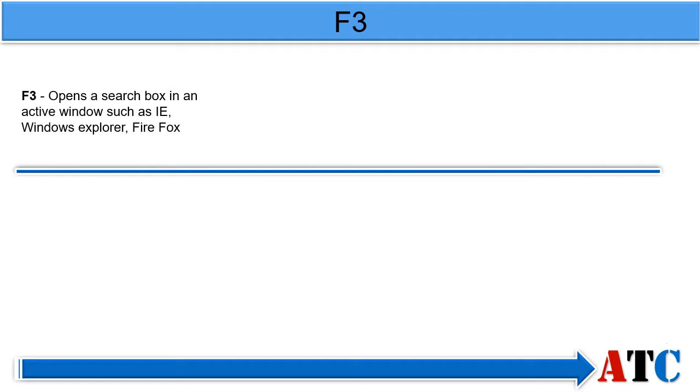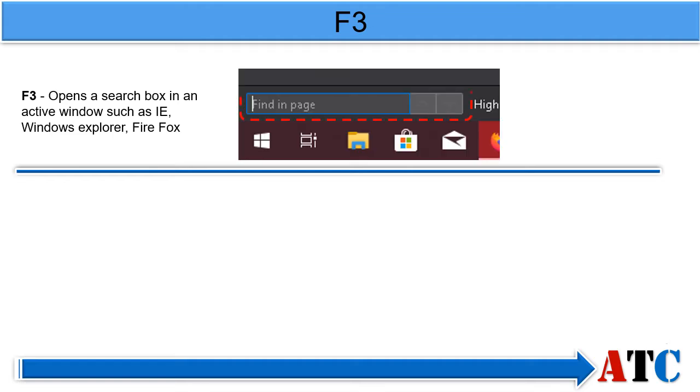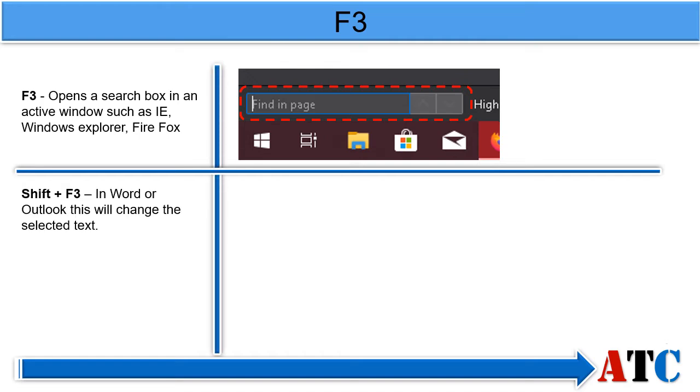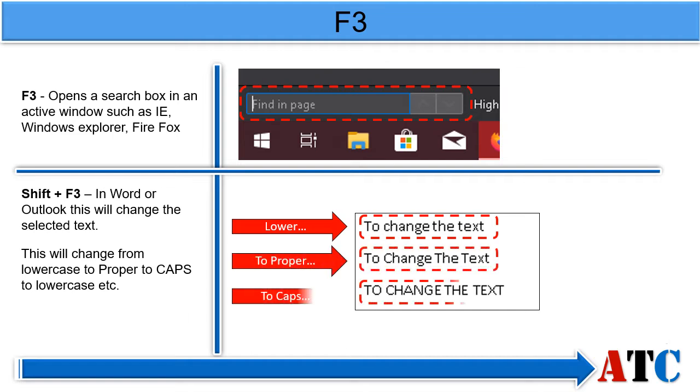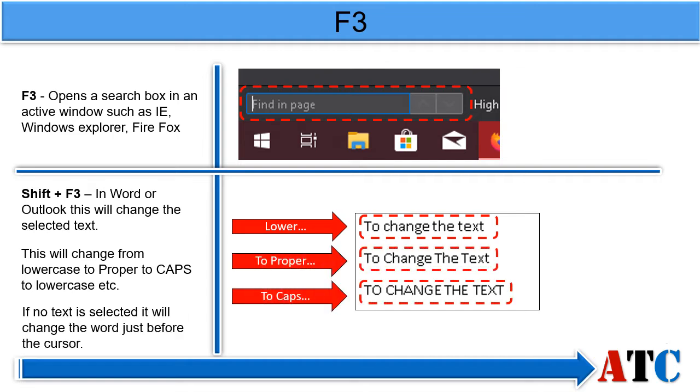If you press the F3 key while in an active internet browser or Windows Explorer, it will open up the search box. If you select any text while in Word or Outlook and then press the Shift key and the F3 key, it would change the text formatting from lowercase to proper to all caps and back to lowercase. If you have not selected any text, it will change the last word before the cursor.